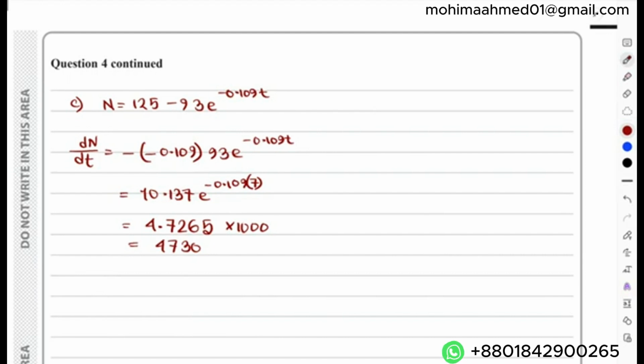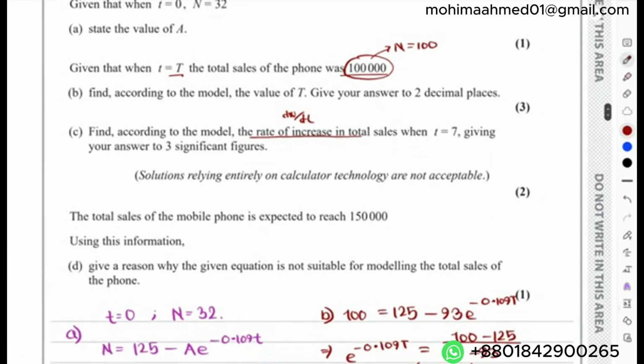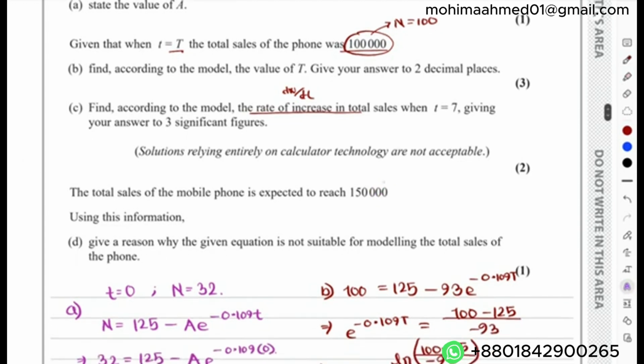Okay. Then again for part D, they're saying that the total sales of the mobile is expected to reach 150,000. That is basically 150 according to your equation, right? Because we're going to cancel these last 3 zeros. So this is the value for your n, right? They're saying that the model is actually expecting that the maximum sales will be 150. So according to the model, it's going to 150.